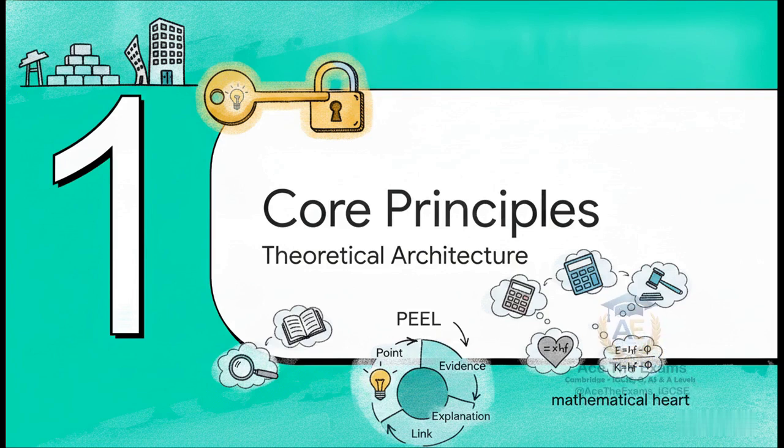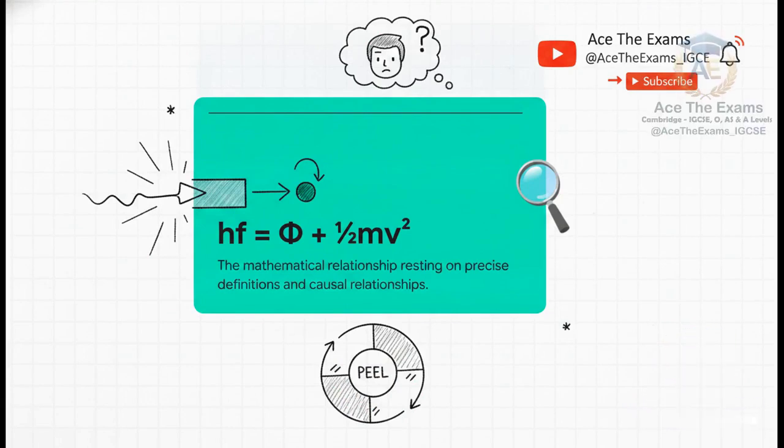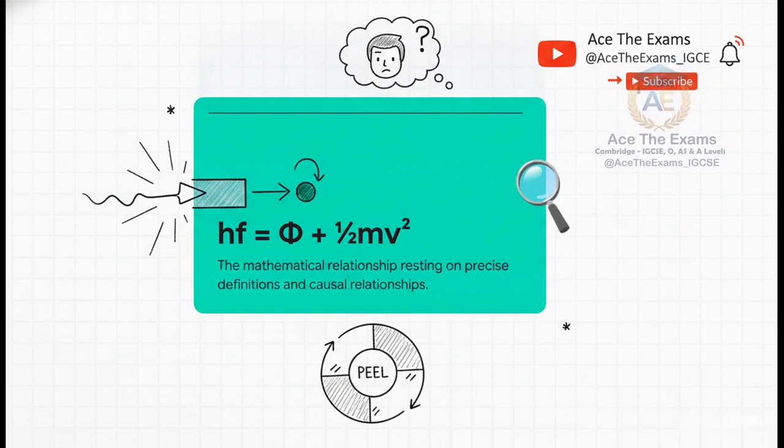We are also going to introduce the PEEL framework, which stands for point, evidence, explanation, link. This is exactly how top-tier, A-star students structure their descriptive physics answers to ensure they don't miss a single beat. Let's look at the absolute mathematical heart of this topic. This isn't just a formula, it's a beautifully intricate network of precise definitions and causal links. This is Einstein's famous photoelectric equation, hf = φ + 1/2 mv².